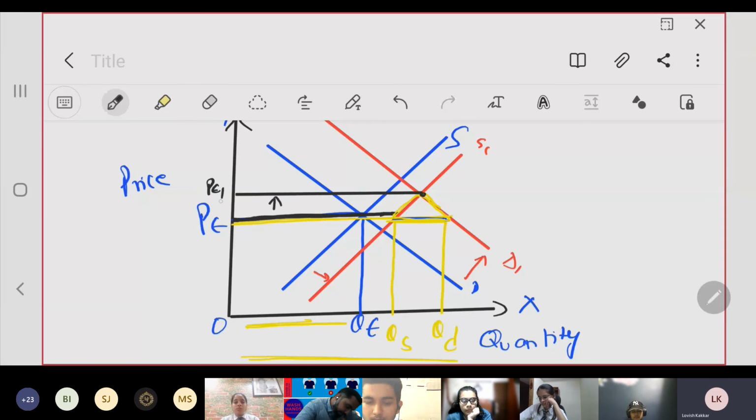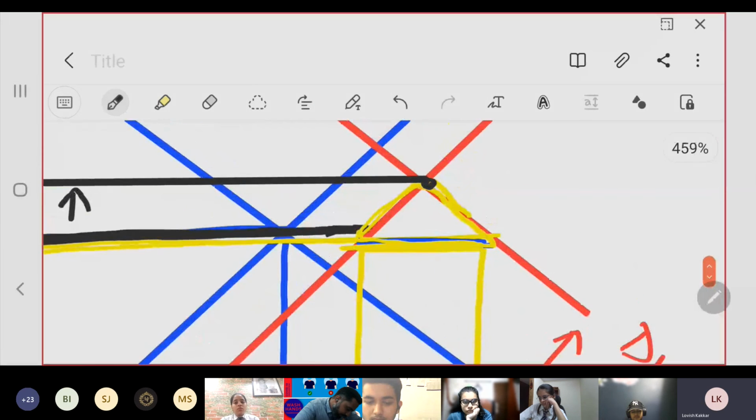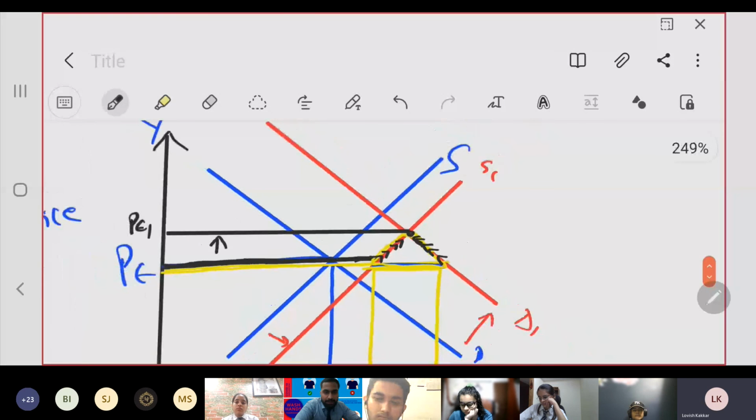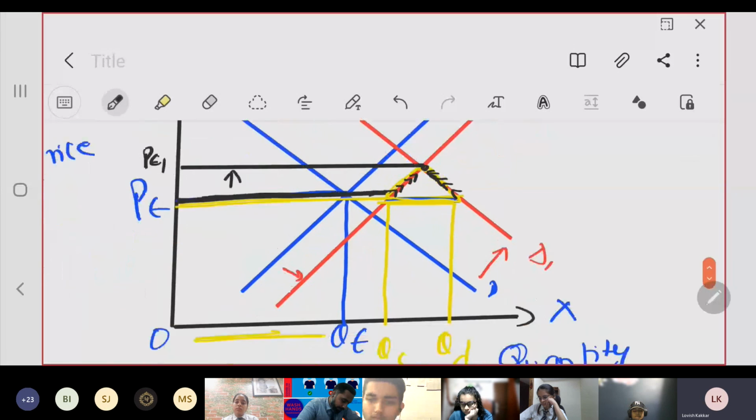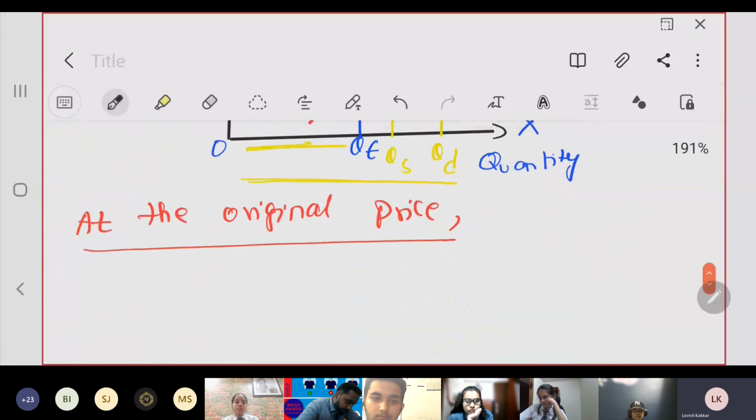Equilibrium price increases. Now, how do I reach there? So suppliers need to move up, that is, there is expansion of supply, and consumers need to go back, that is, there is contraction of demand. Till when? Till new equilibrium is achieved from PE to P1. So this is what we'll write at original price.